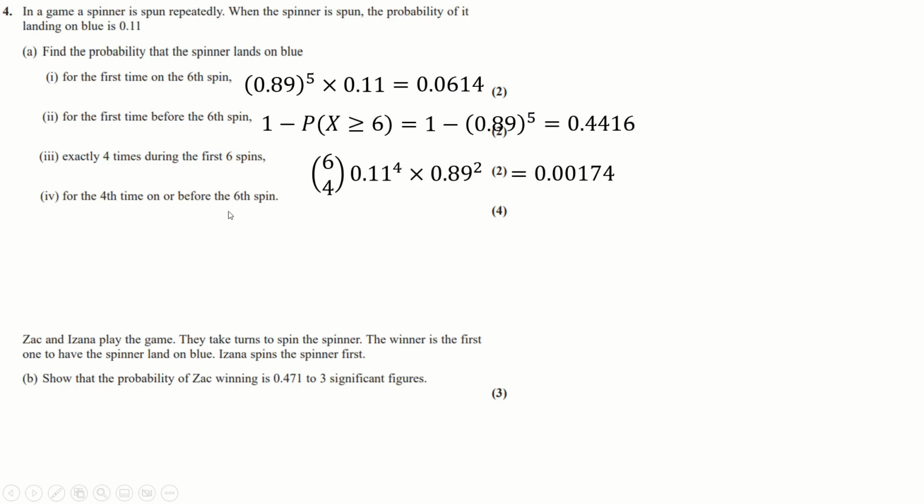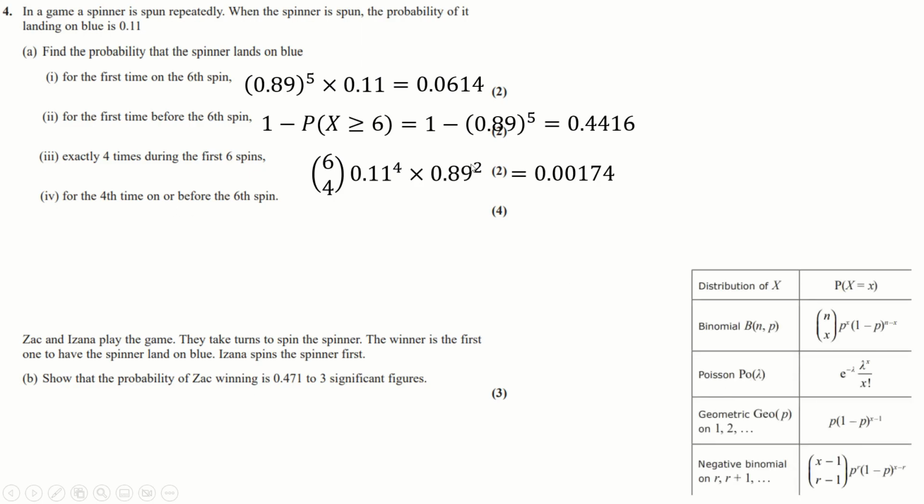Last one, a little bit more complicated. We'll actually get out a proper distribution for this. We could have used proper distributions for these as well, but I kind of just winged them. For this one, though, the 4th time before or on the 6th spin. Now, if you were asking what the probability of getting it the 4th time on the 6th spin, that's a negative binomial. Now, we're saying 4 times on or before.